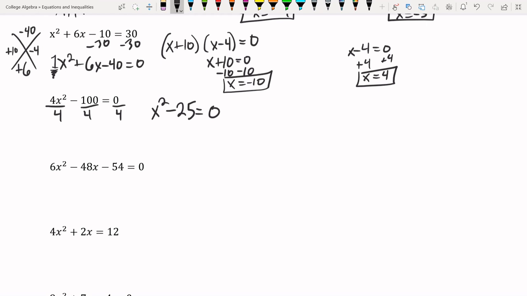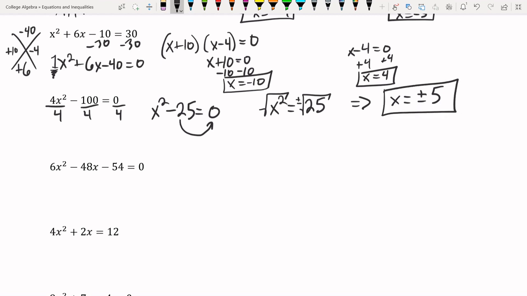Now, what I could do is move the -25 to the other side by adding it. And then I have x squared equals +25. And to get x by itself, all I have to do is take a square root. To take a square root, you have to add a plus or minus. And you see we have x equals square root of 25 is 5, plus or minus 5. And I have my answer immediately.